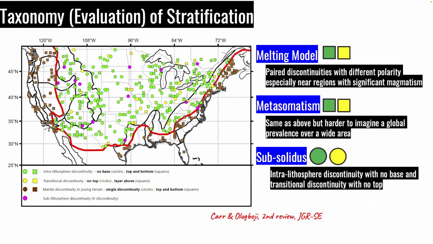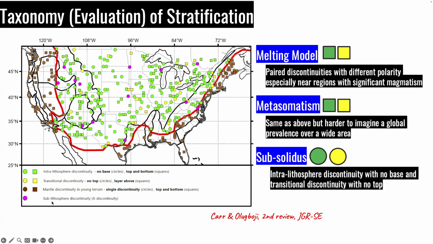Our result in the US shows that the mantle is stratified. We introduce a taxonomy of this stratification underneath stable continents. Single discontinuities are marked in circles. Paired discontinuities are marked in squares. Intralithospheric discontinuities are in green, transitional are in yellow, and sublithosphere are in pink.